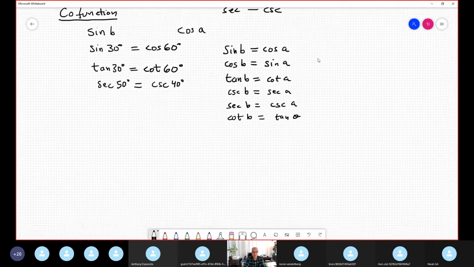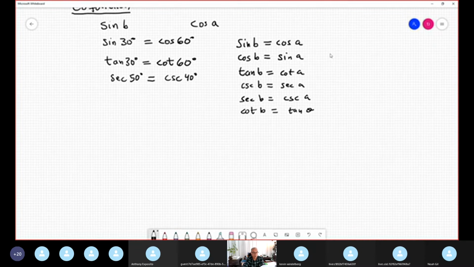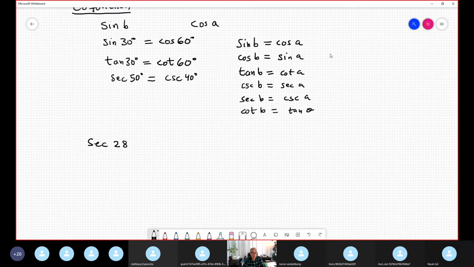Let's practice, using the complementary angle theorem. Suppose compute secant 28 degrees. Professor, so complementary angles are cofunctions? It's the same. Okay, thank you.